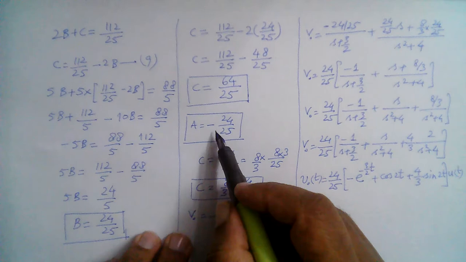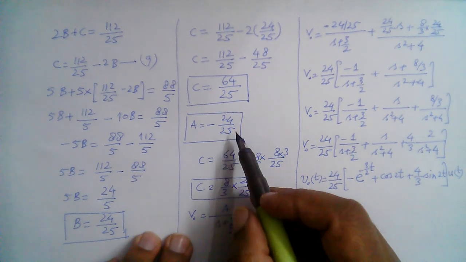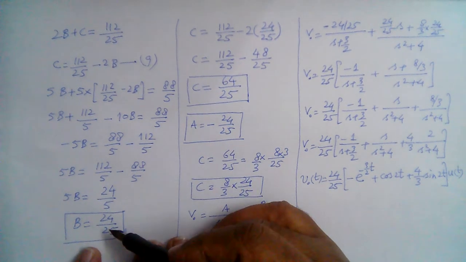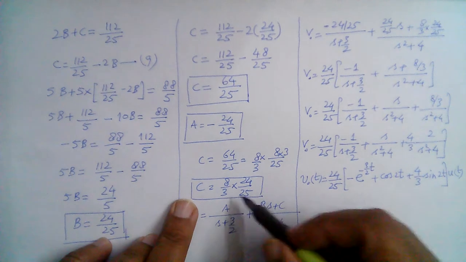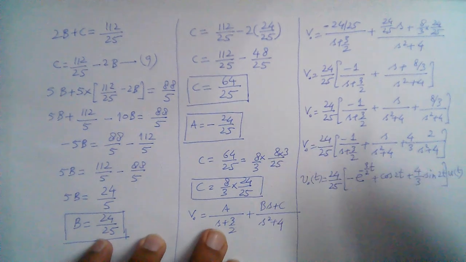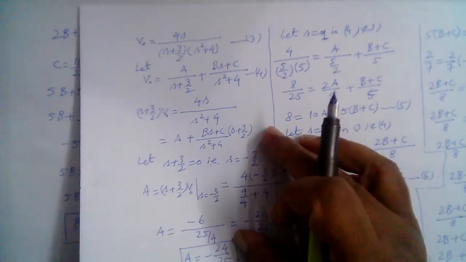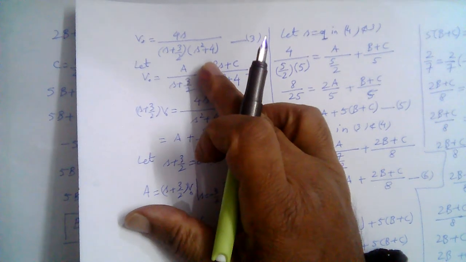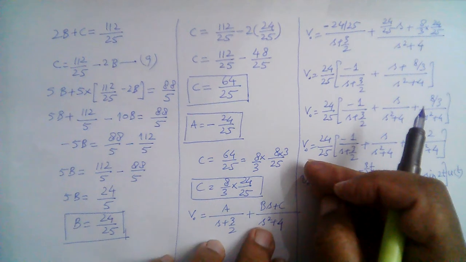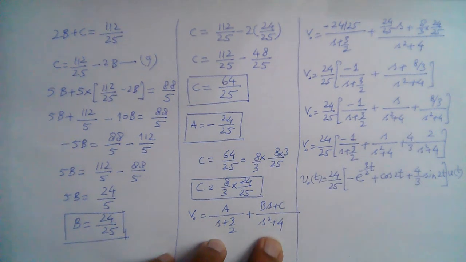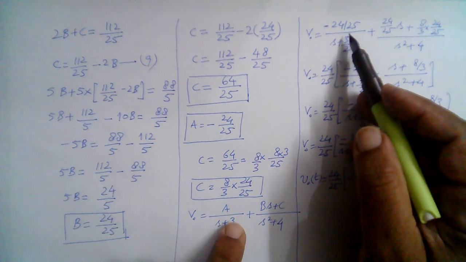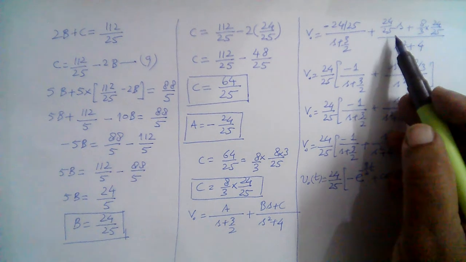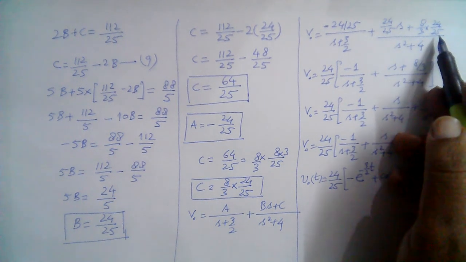So let us take a look back here. We found out that A is equal to minus 24 over 25, and B we already found out is 24 over 25, C is 64 over 25. So C is expressed like this, 24 over 25 into 8 over 3. And we had this Laplace transform here, over s plus 3 over 2 into s square plus 4, and this was expressed using this expression, A over s plus 3 over 2, Bs plus C over s square plus 4, right? A was found to be this, and B and C we found the values, so we substituted the values here: for A, minus 24 over 25 over s plus 3 over 2, then 24 over 25 s for B, plus 8 over 3 times 24 over 25, right?